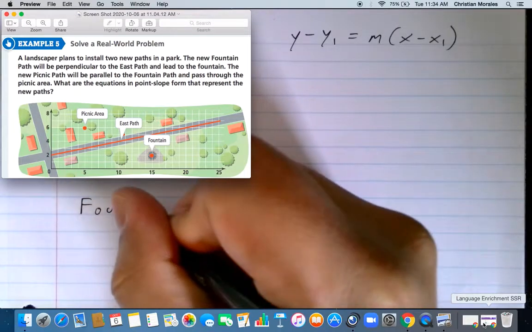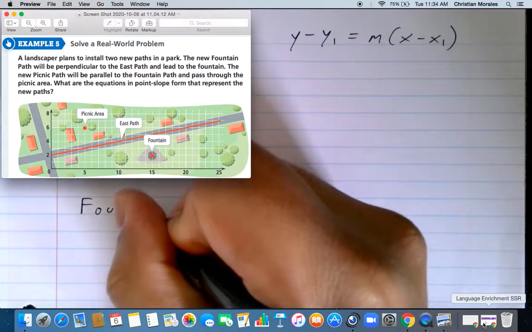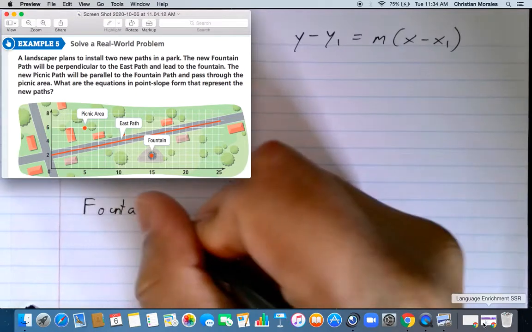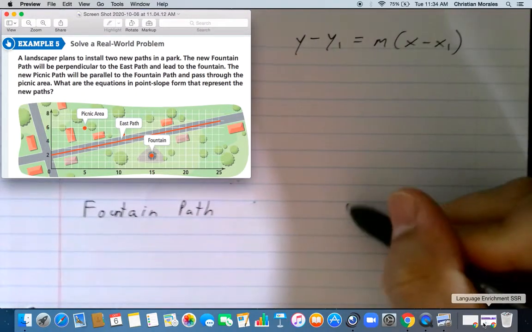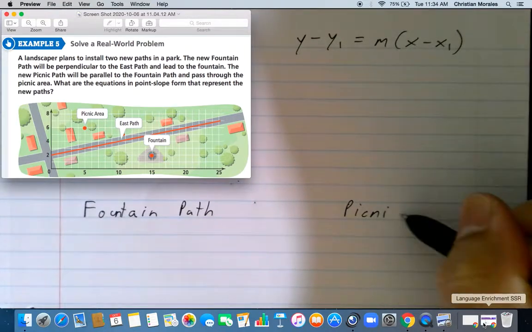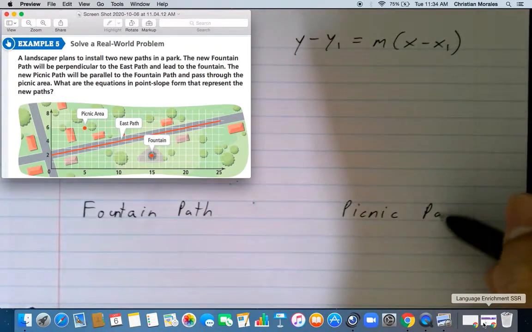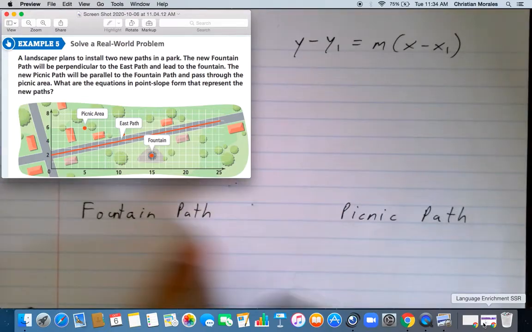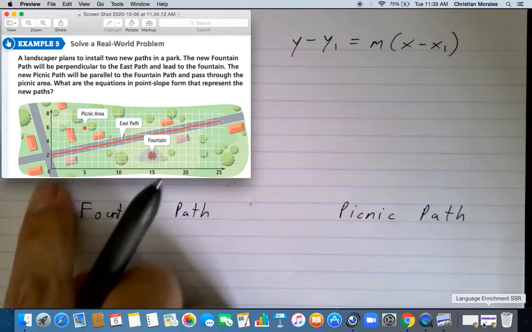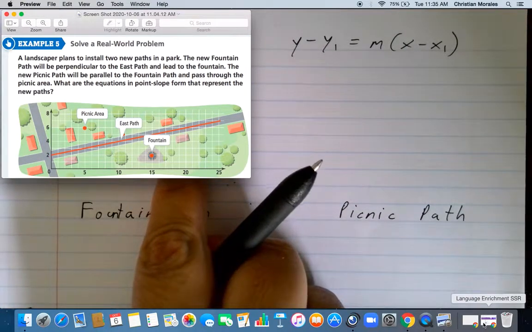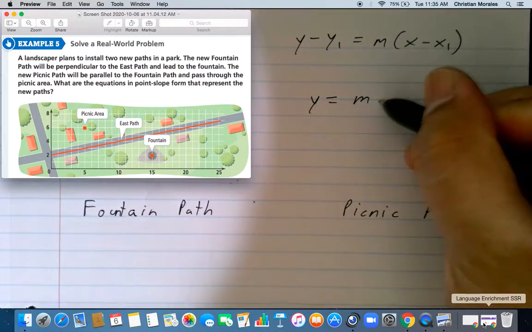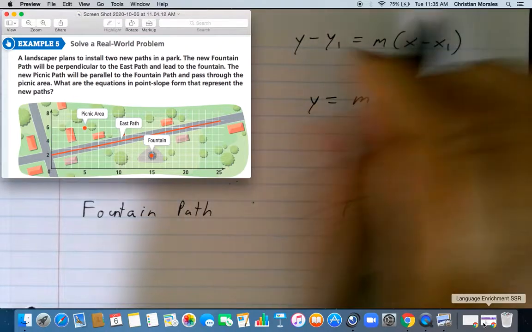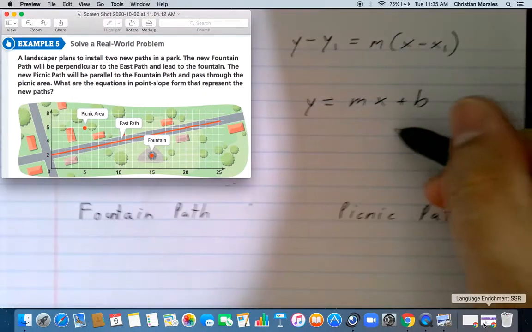We have the fountain path. And I just misspelled fountain. The fountain path and the picnic path. Now, before I worry about my answers, let's talk about the path that already exists. So when I look at that path, I'm going to write an equation for it. And again, the easiest one to write is this one. So I notice that it starts at 2.